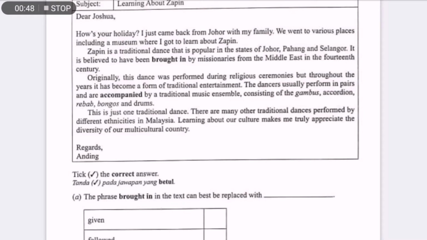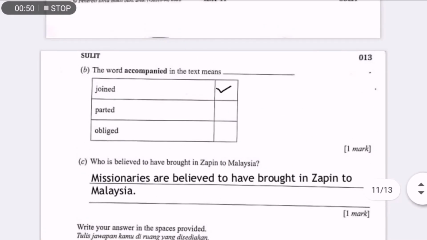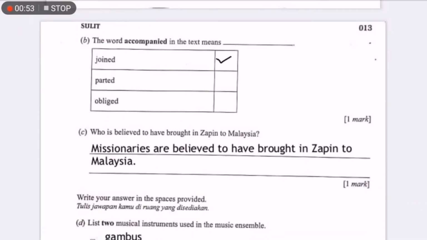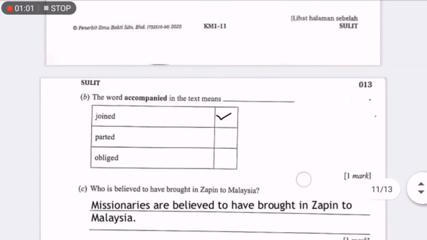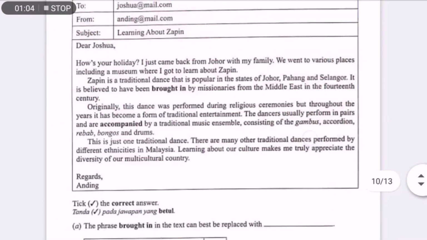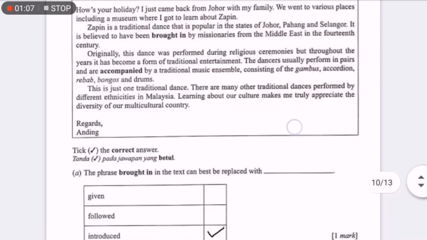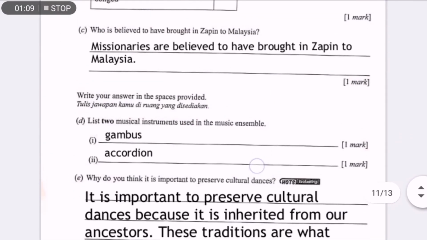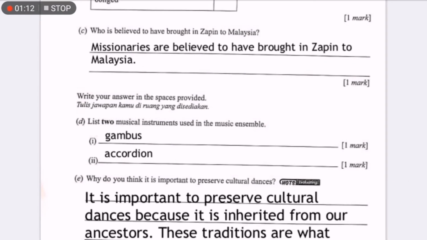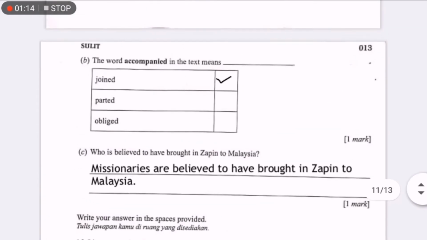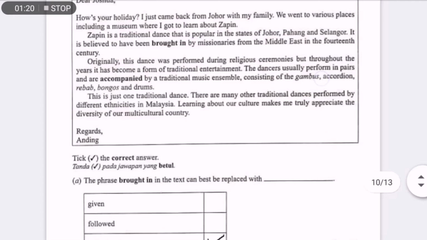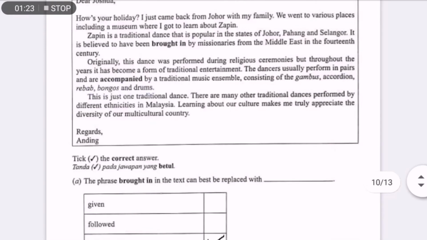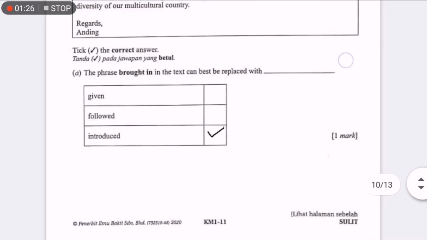traditional music ensembles. Who is believed to have brought in zapin to Malaysia? So the answer is quite straightforward. Missionaries are believed to have brought in zapin to Malaysia. The answer is written over here, by missionaries. List two musical instruments used in the music ensembles. Now the answer is also provided over here. Consisting of gambus, accordion, rebab, bongos, and drums. Any two of these is correct.